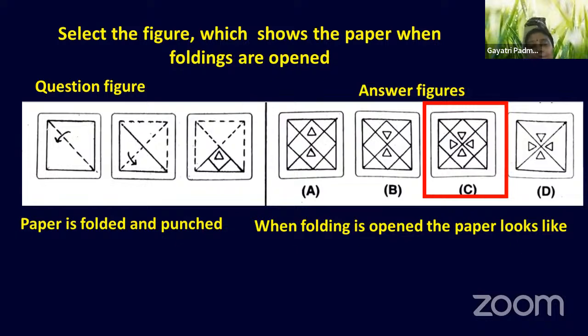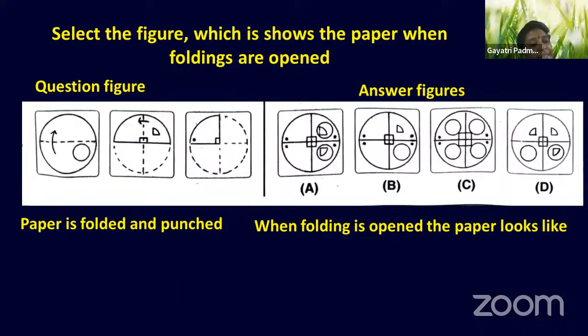All right, let's move on to the next question. Yes, we have a circle whereby in the right hand side corner, the punching has been done and then it is being folded and again it is refolded. And now after the folding is opened, the paper looks like dash. Is it option A? Is it option B? Is it option C? Or is it option D?